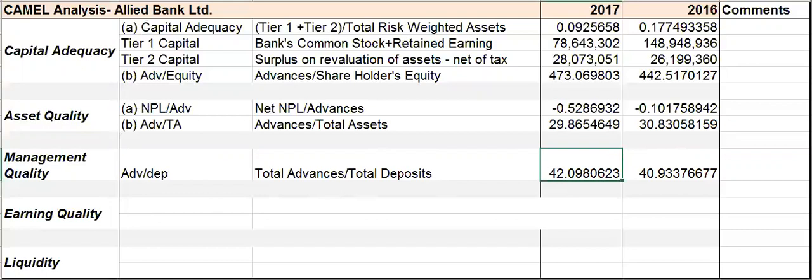Now we move towards the other ratios, and these two are earning quality and liquidity. In the next video we will calculate these two ratios.